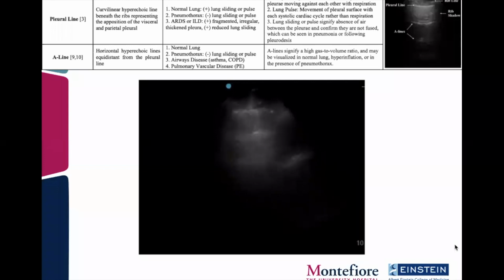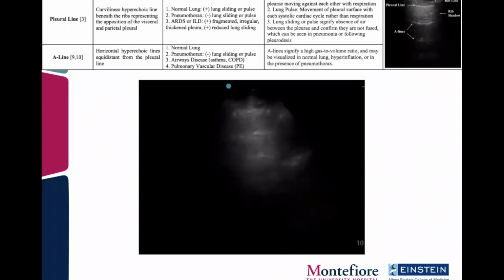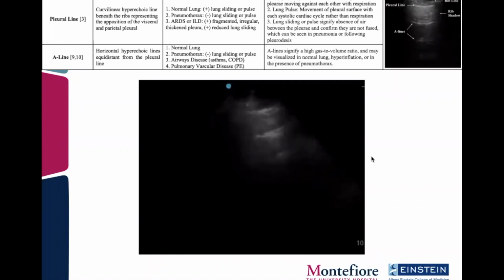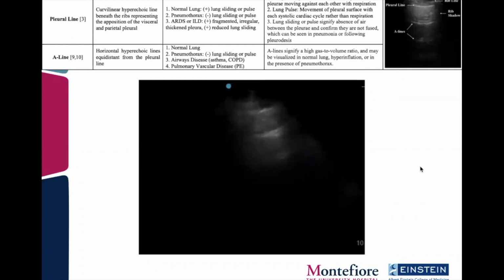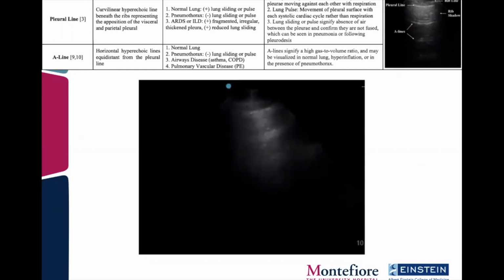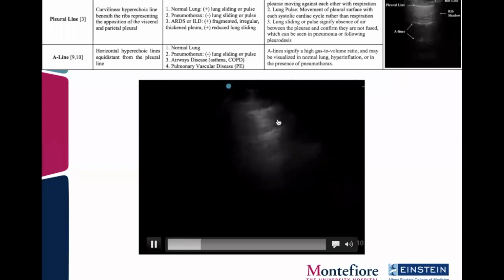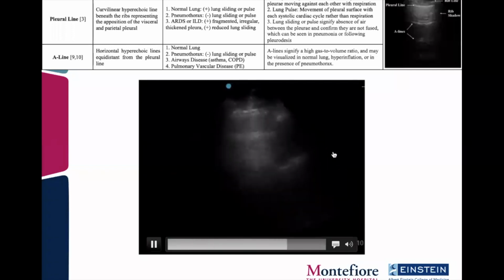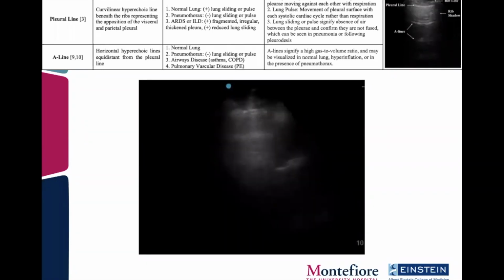It could represent pulmonary embolism, vascular disease, where, in the absence of a pulmonary infarction, we could still see acute respiratory failure from a pulmonary vascular disease point of view. We could see A lines with pneumothorax, but we would really have to interrogate the pleural line to determine whether a pneumothorax is present by lung sliding and lung pulse.